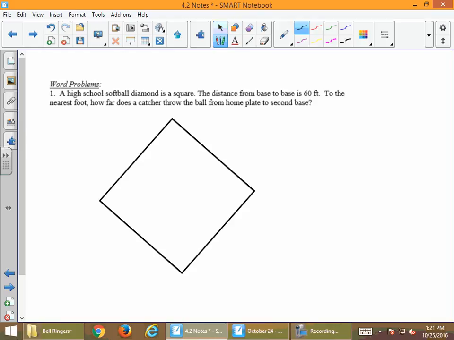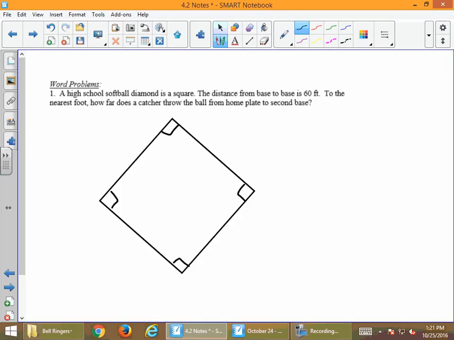So here's a diamond, right? Well, if it's a softball diamond, what do softball diamonds have in the corners? They have bases, right? So when I draw a base, look what's created. Oh my goodness, it's 90s. So we're done. There are 90s.